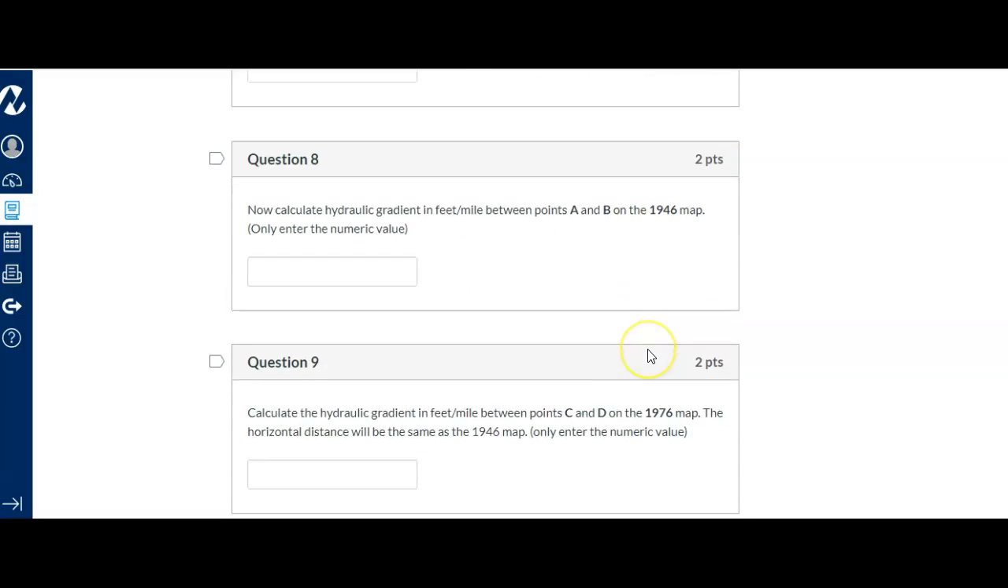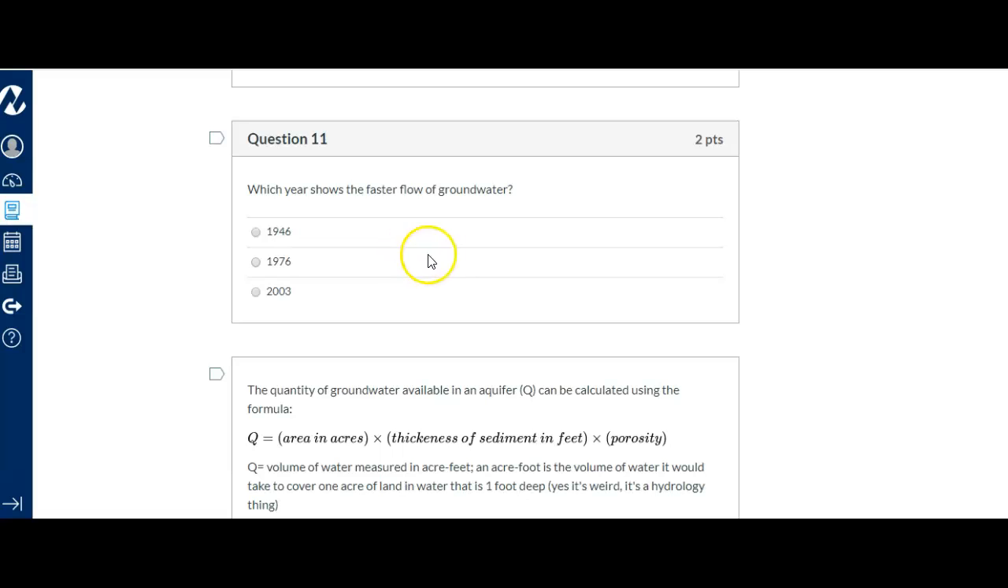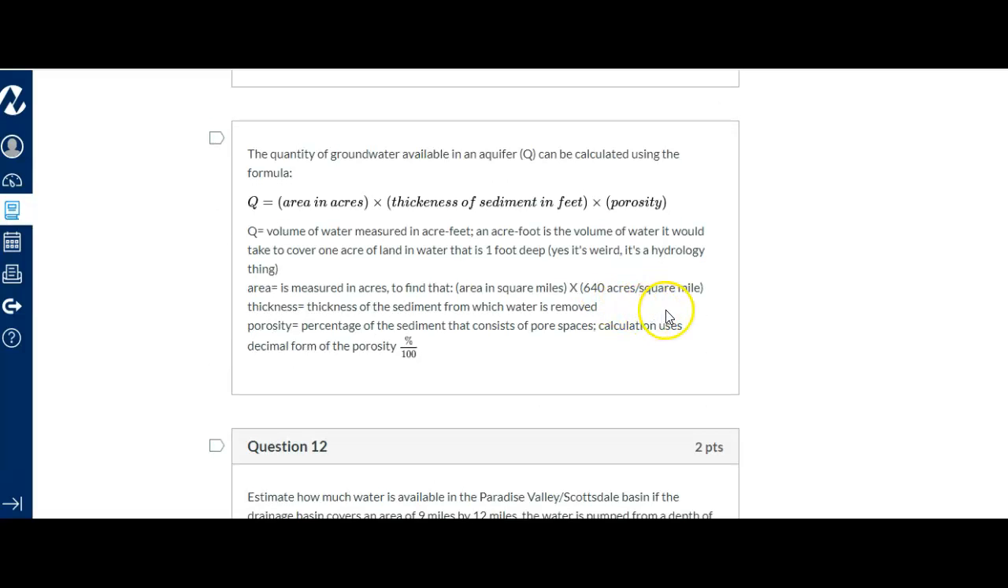So here you're doing those calculations for gradients, asking you to compare those. And then there's more information that we can gather from some properties of our groundwater table. And so one is to figure out how much water is available to us to pull out of the ground to use. So here in the Phoenix area, we use a lot of groundwater because we don't have a lot of surface water. It'd be nice to know how much we have available to us. So there is a way we can calculate that.